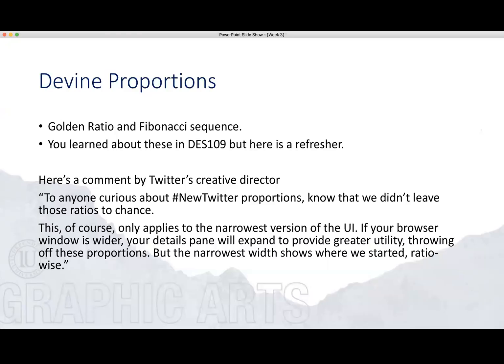Divine proportion, golden ratio, and Fibonacci sequence. You learned about both of these in DS 109. Here is a comment by Twitter's creative director. To anyone curious about the new Twitter proportions, know that we didn't leave these ratios to chance. This, of course, only applies to the narrowest version of the UI. If your browser window is wider, your details pane will expand to provide greater usability, throwing off these proportions. But the narrowest width shows where we started ratio-wise.